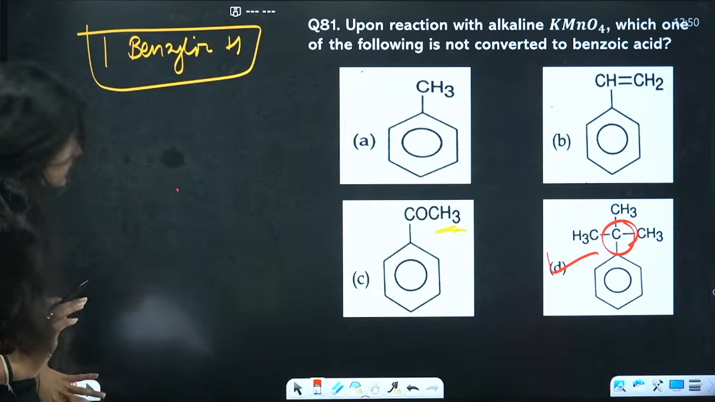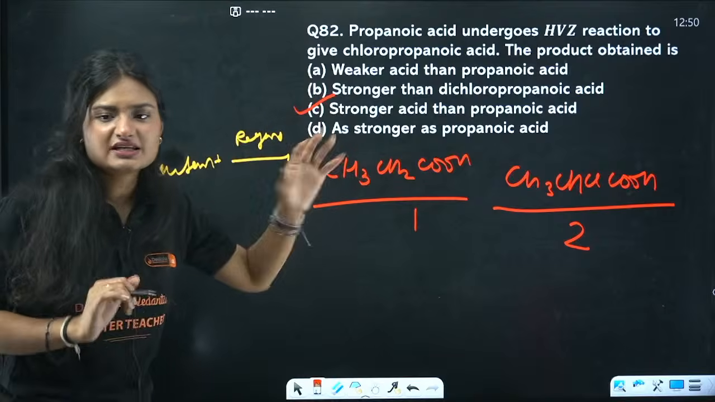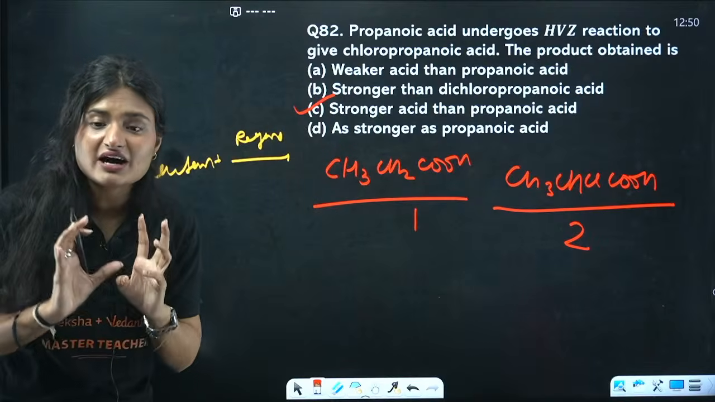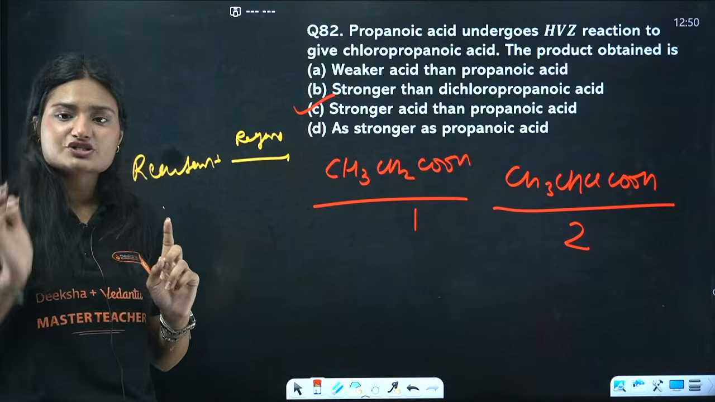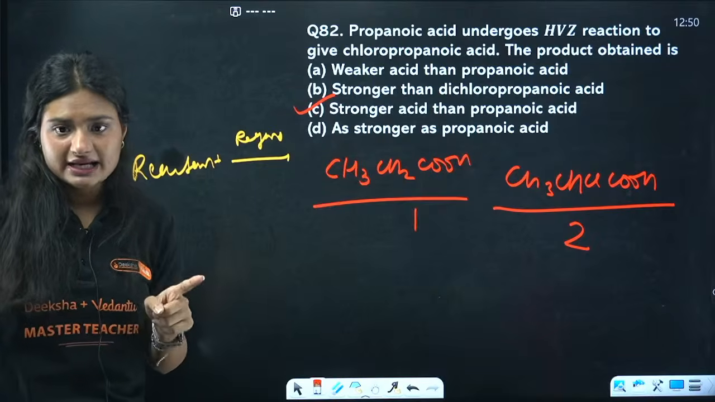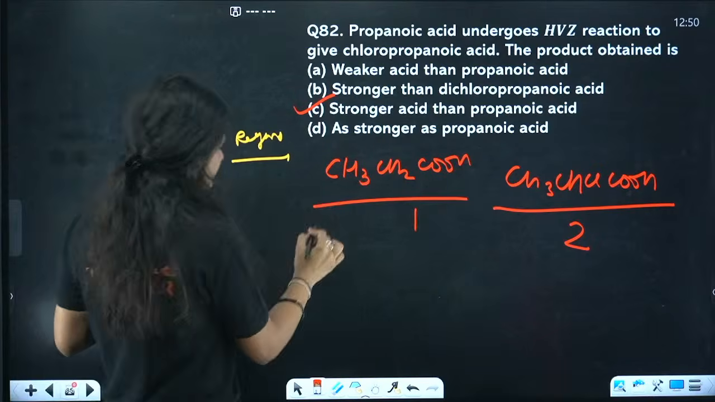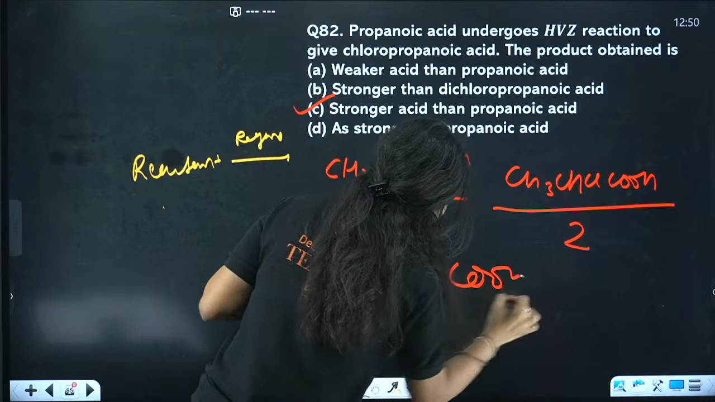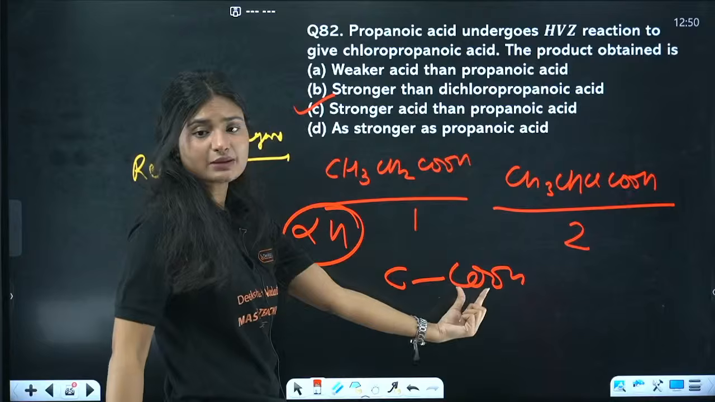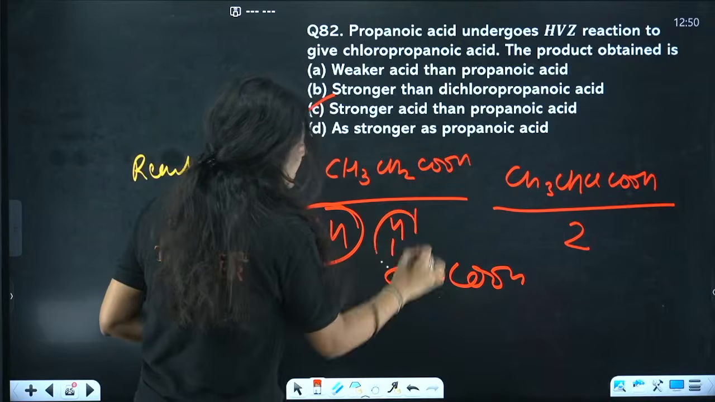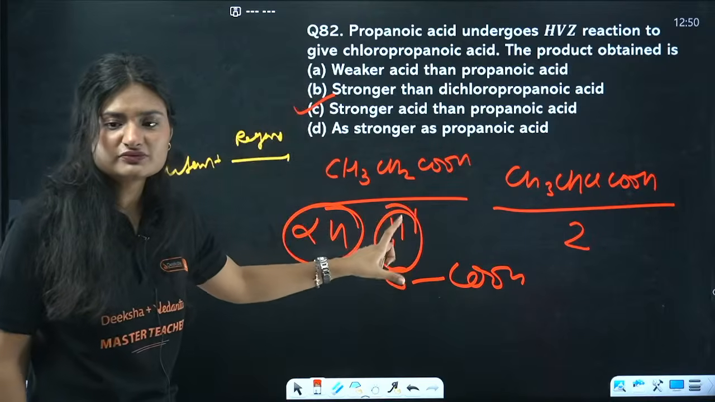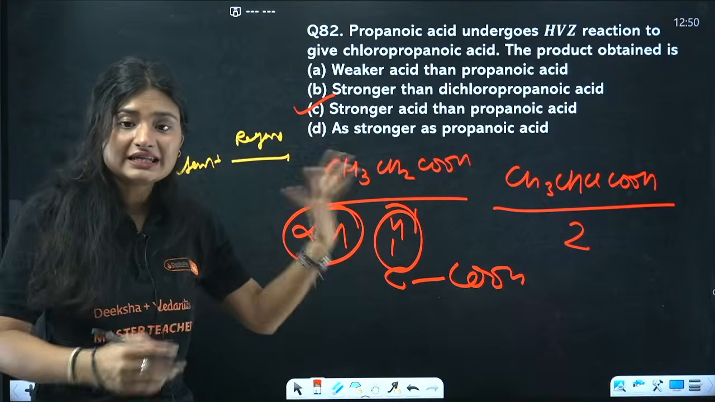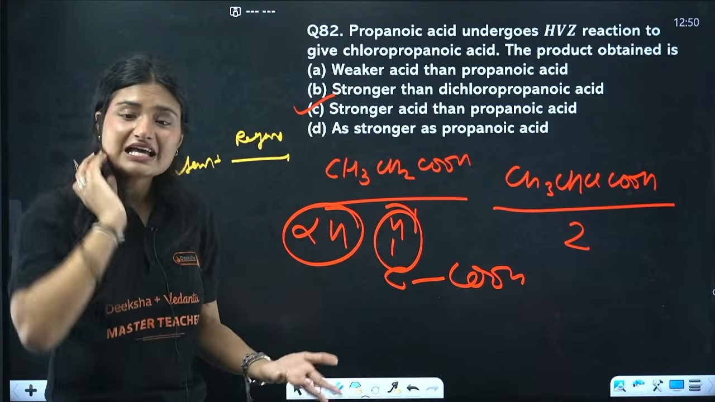Next question. Propanoic acid, HVZ. HVZ means you need an alpha hydrogen. Firstly, this reaction is given by carboxylic acids. Second condition is they should have an alpha hydrogen. This is the alpha hydrogen, right? The carbon that is connected to the carboxylic acid should have a hydrogen, and this hydrogen gets substituted. In place of this hydrogen, a bromine, a chlorine, any halogen will come. That is your HVZ reaction.